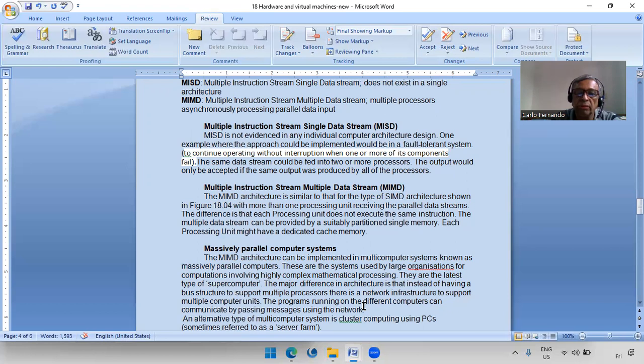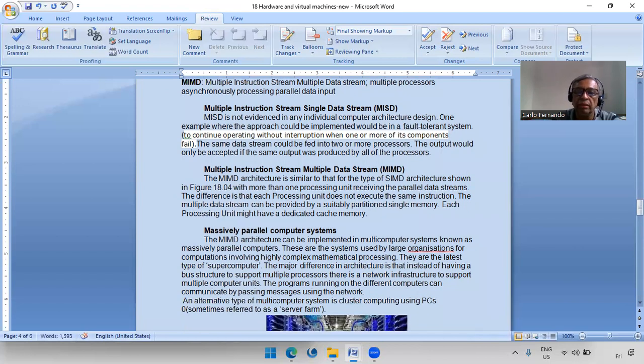The programs running on the different computers can communicate by passing messages using the network. So it's like a network all in one.